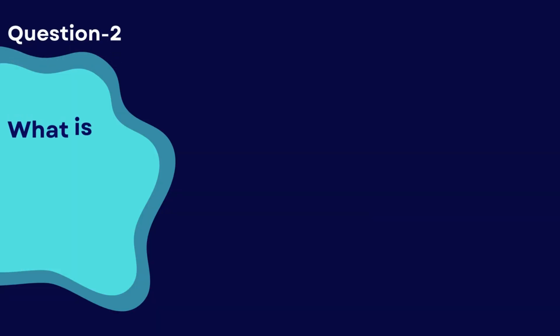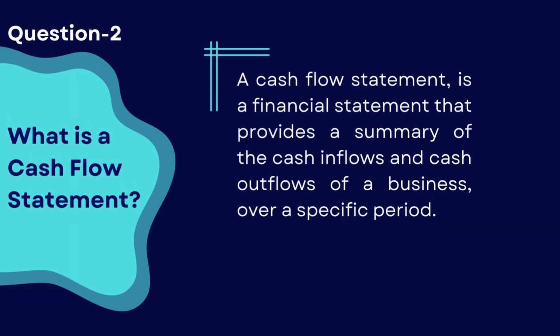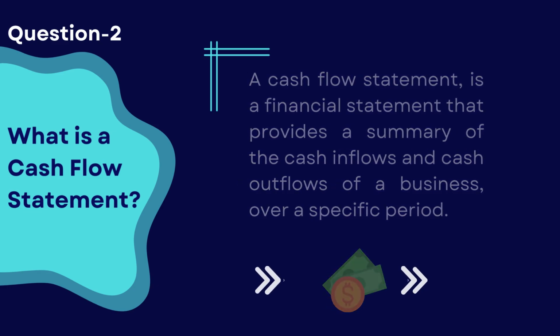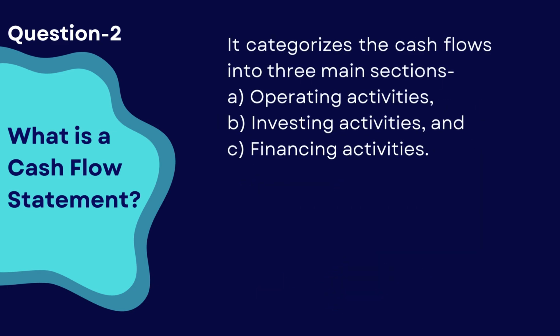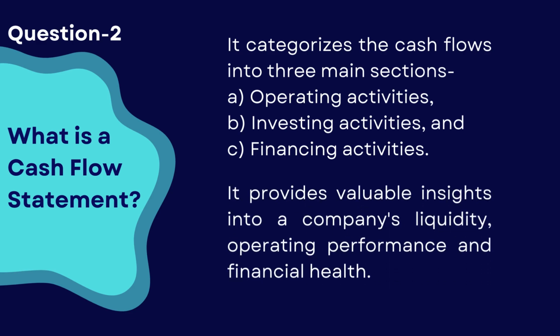Question 2. What is a cash flow statement? A cash flow statement is a financial statement that provides a summary of the cash inflows and cash outflows of a business over a specific period. It categorizes the cash flows into three main sections. These are operating activities, investing activities, and financing activities. It provides valuable insights into a company's liquidity, operating performance, and financial health.